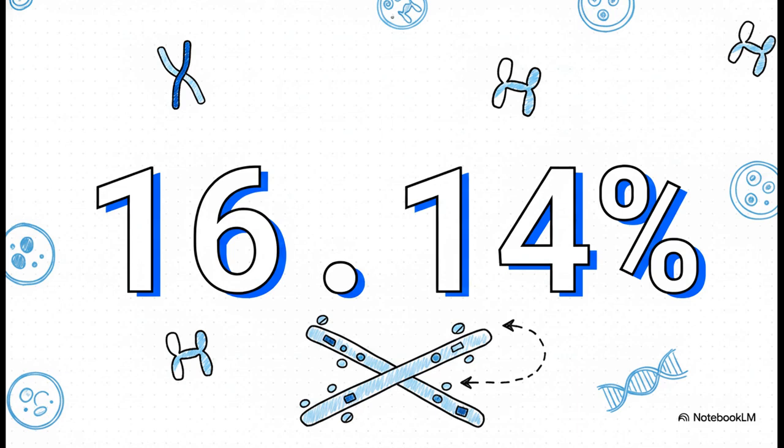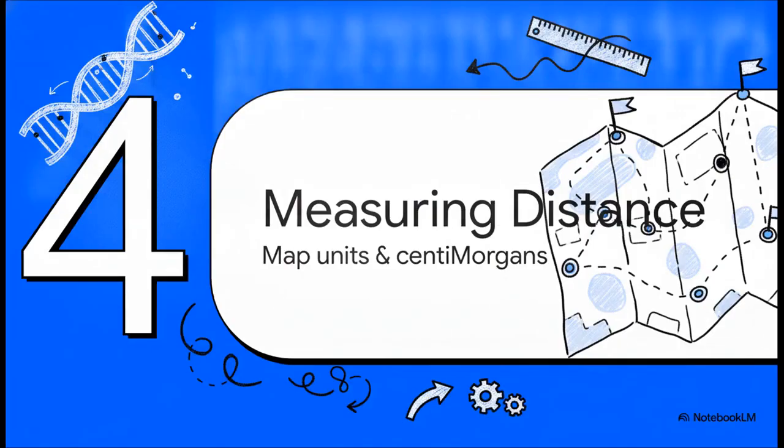Let's actually put the formula to work. We add our recombinants together, so 44 plus 48, which gives us 92. Then we divide that 92 by the total number of all offspring. That's 237 plus 241 plus 44 plus 48, which gives us exactly 570. Divide 92 by 570, multiply by 100, and boom, we get exactly 16.14%. That is our recombination frequency, calculated straight from physical breeding data. Now we have a solid percentage, but we need to turn that back into a physical map.